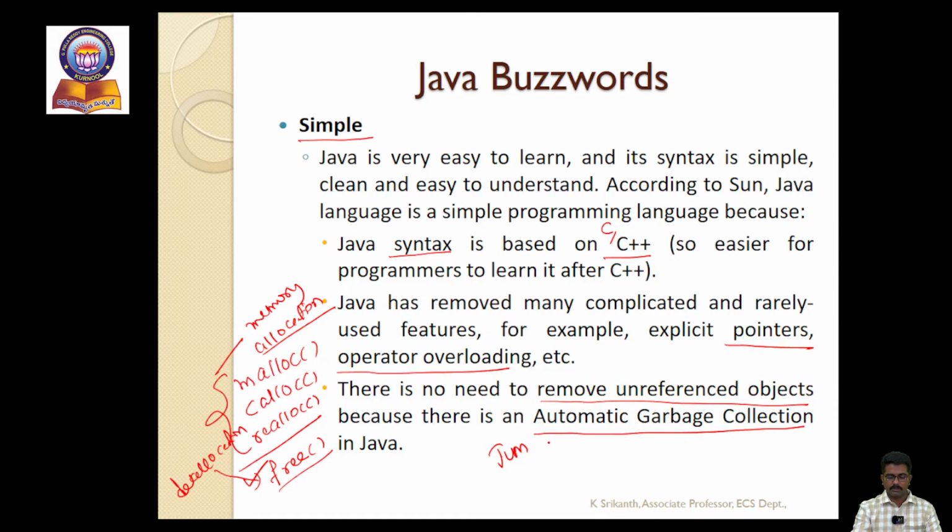So the programmer is focused on allocating the memory instead of deallocation. Generally programmers forget to deallocate the memory in C or C++, whereas in Java, the JVM will take care of garbage collection. So this is what the simple feature tells us.